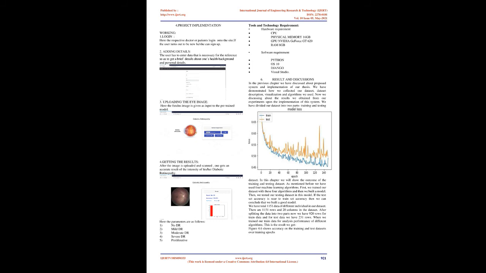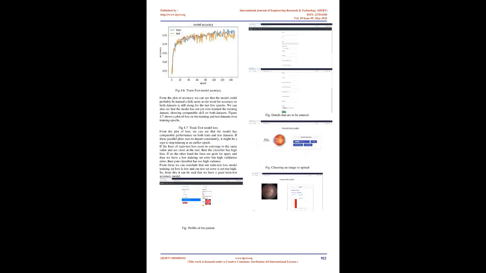3. MobileNet V2 is a convolutional neural network that is 53 layers deep. You can load a pre-trained version of the network trained on more than 1 million images from the ImageNet database. 4. Project implementation. Working. 1. Login. Here the respective doctor or patient logs in onto the site. If the user turns out to be new, he/she can sign up. 2. Adding details. The user has to enter data that is necessary for reference, so as to get brief details about one's health background and personal details.